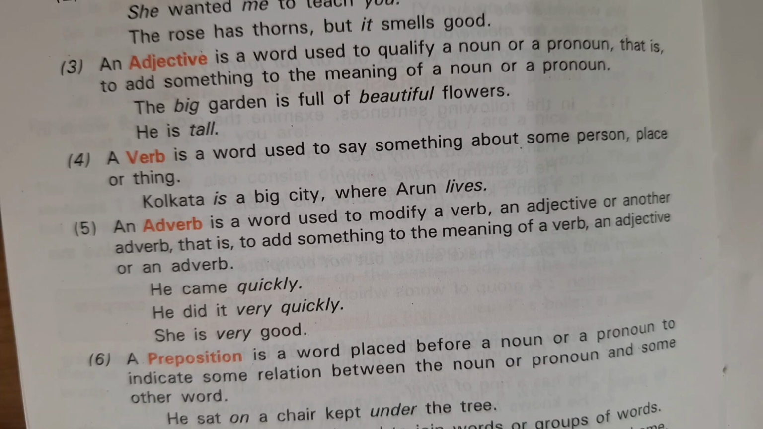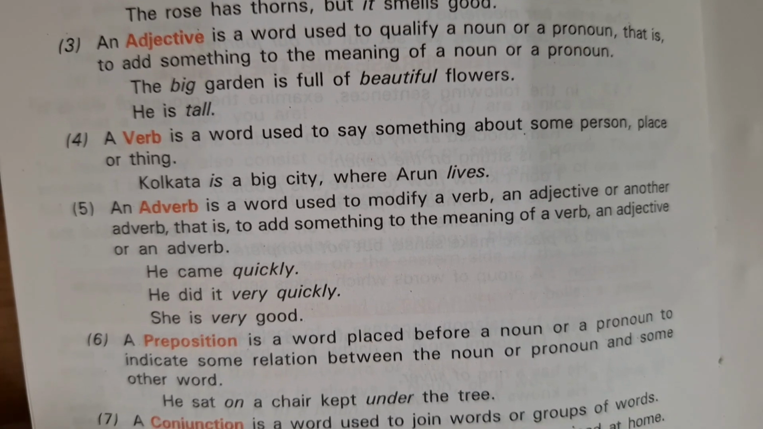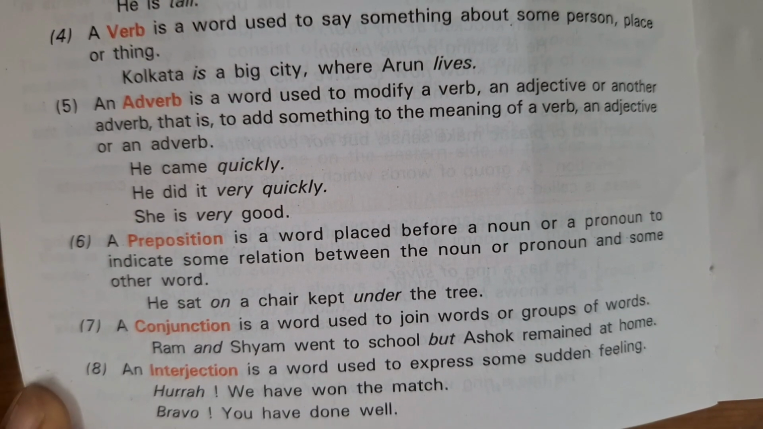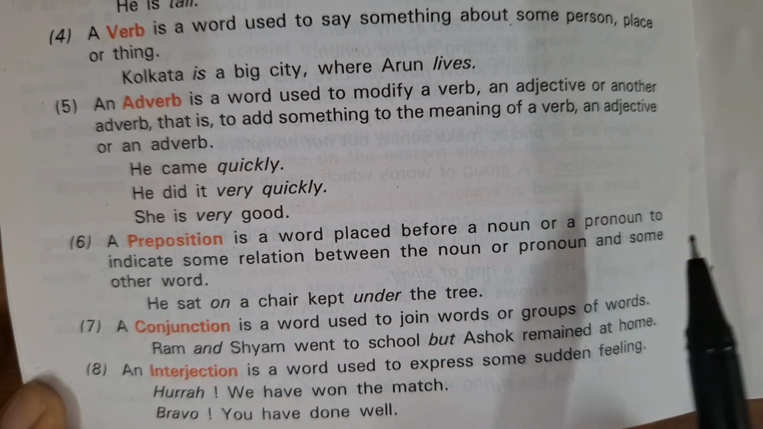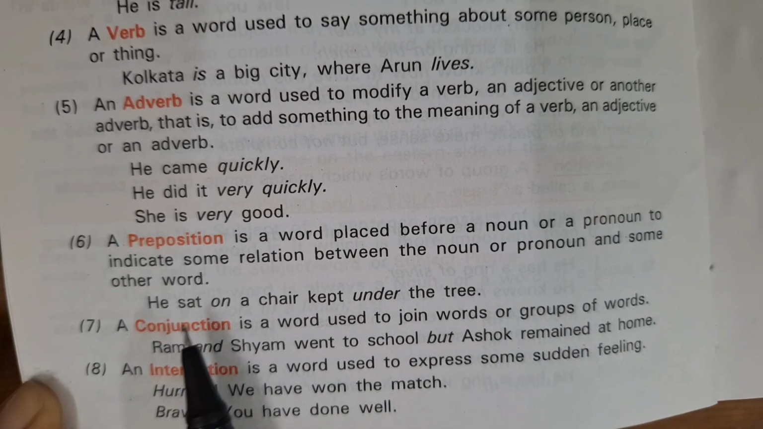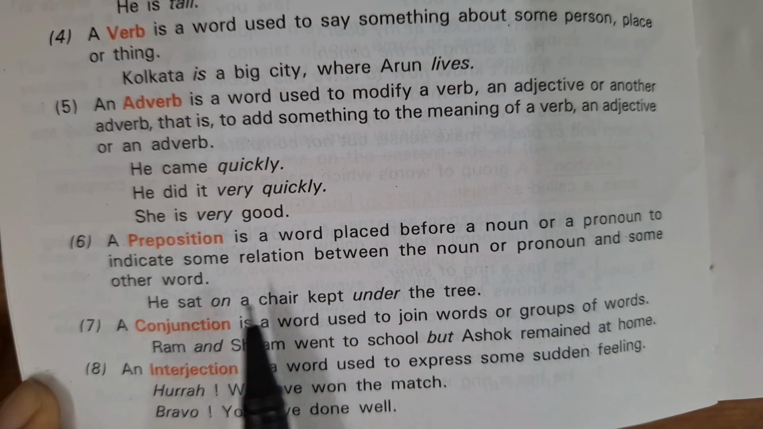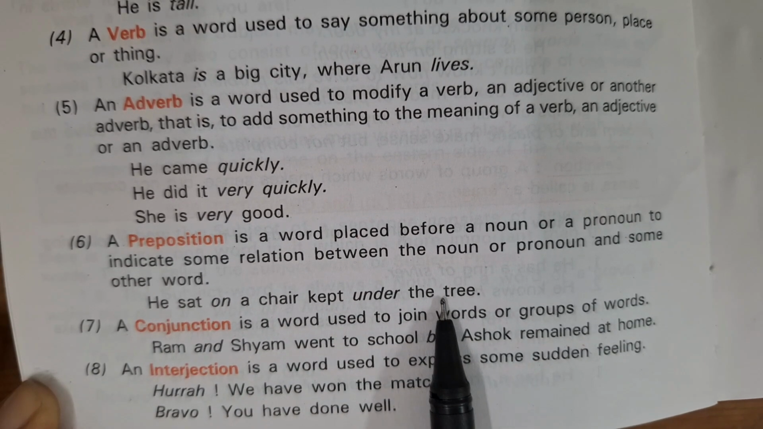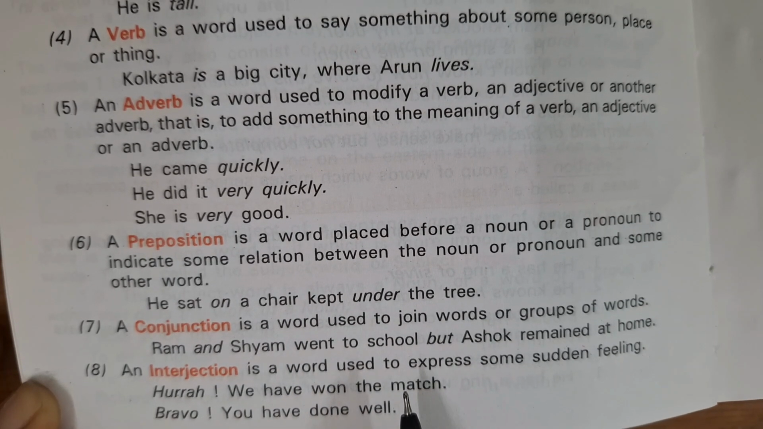A preposition is a word placed before a noun or a pronoun to indicate some relation between the noun or pronoun and some other word. It basically decides the placement or the position. Like, he sat on a chair kept under the tree. Now, he and chair have a relationship being indicated by on. Now, chair and tree are again related by the word under. So, on and under are the prepositions.